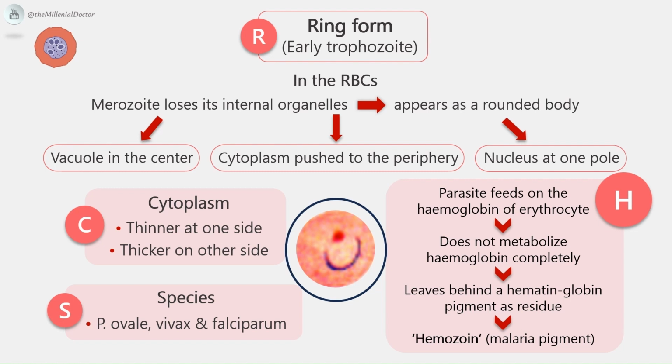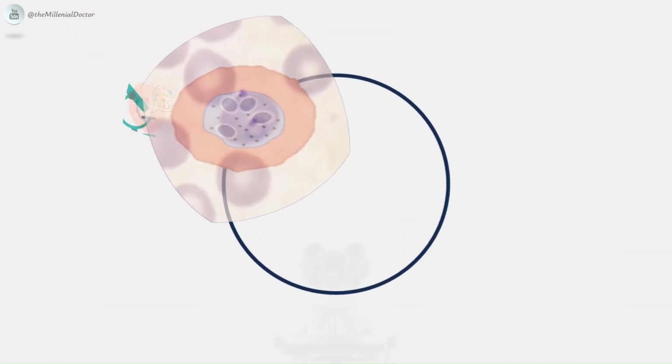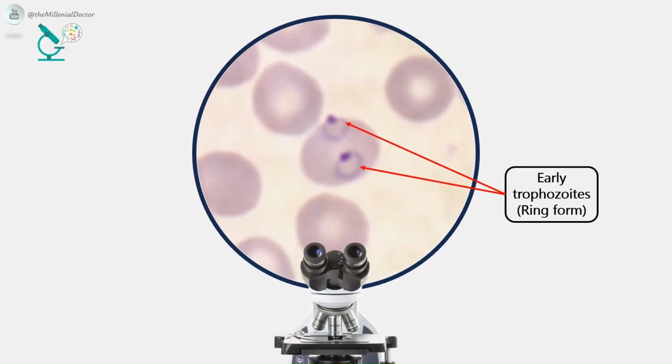The parasite feeds on the hemoglobin of the erythrocyte. It does not metabolize hemoglobin completely and therefore leaves behind a hematin globin pigment called the malaria pigment or hemozoin pigment as a residue. This is the ring form when seen under a microscope.